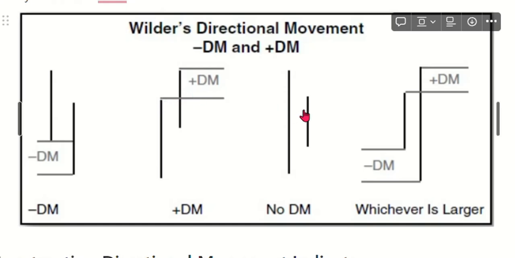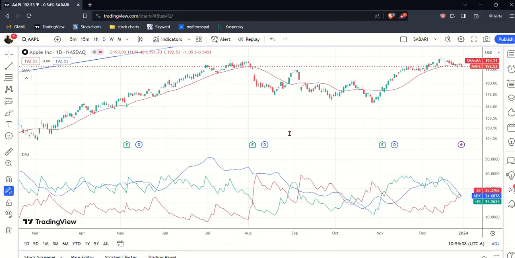If we have inside bars, no DM is calculated, no directional movement calculated. If it is an outside bar, calculate the difference between current low and previous day low. Calculate the difference between current high and previous day high. Whichever is higher is considered as DM. How to construct the directional movement indicator?